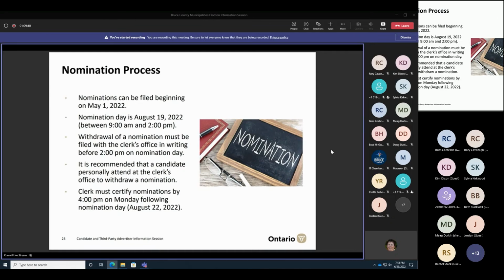The nomination filing fee is only refunded once the candidate submits a completed financial disclosure of all financial transactions made up to the date the nomination was withdrawn.